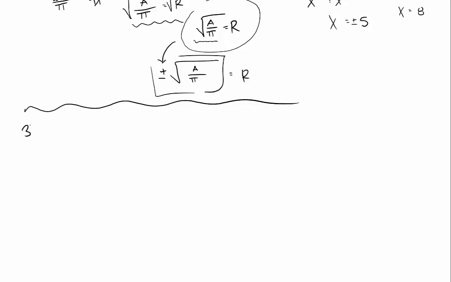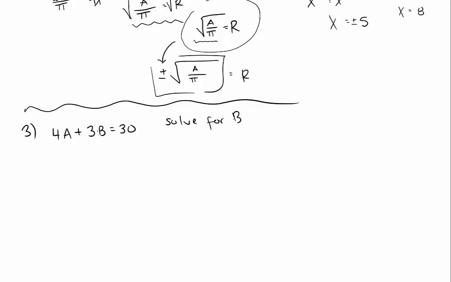Number 3. And number 3 says 4a, 4 times a plus 3b, 3 times b, is equal to 30. And it wants us to solve for b. Solve for b. This is actually a really pretty straightforward problem.